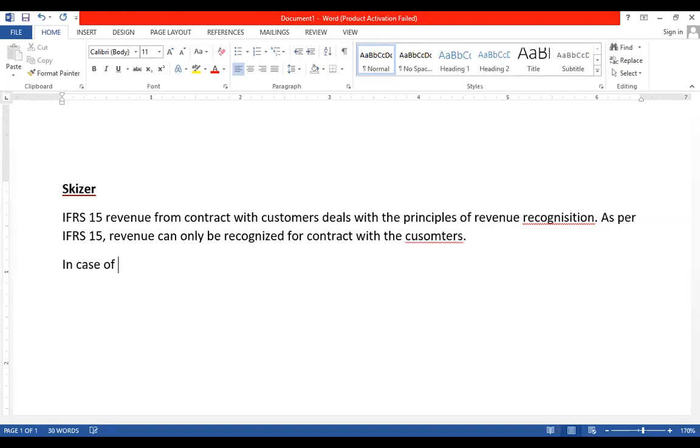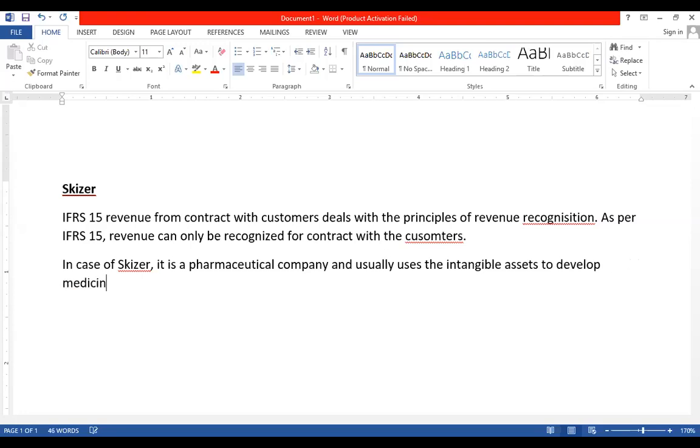In case of Skizzer, it is a pharmaceutical company and usually uses intangible assets to develop medicines and sell those in the market to generate revenue. And would be using, because we are not sure whether this is the case or not. Because we are assuming, that is why we are saying would be using.